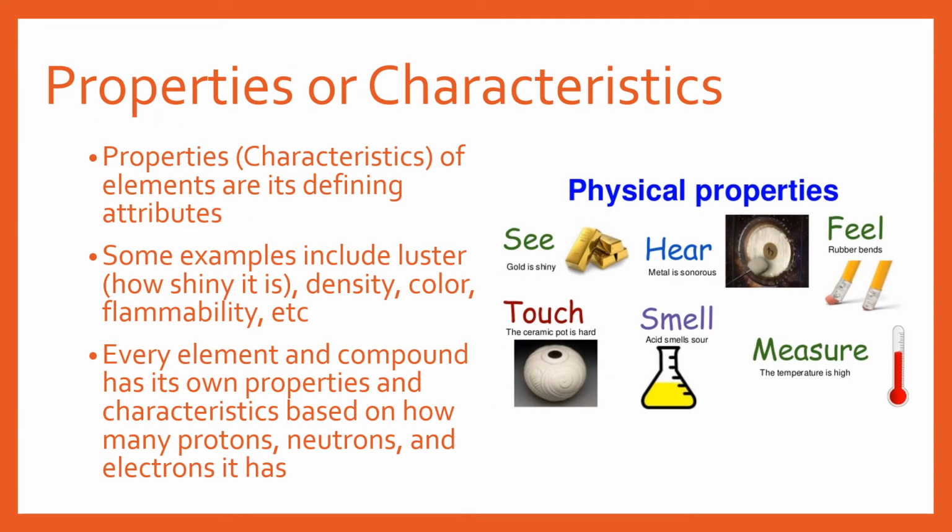Now, I've been saying properties and characteristics a lot. What exactly do I mean by that? It's basically just the defining attributes of whatever we are talking about, whatever substance we're looking at, whether it's a compound or an element. So your physical properties are often related to your senses. What do you see about it? What can you touch or feel about it? So color is an example of a physical property. You can have something have a property called luster, which is how shiny it is. How does it reflect the light?